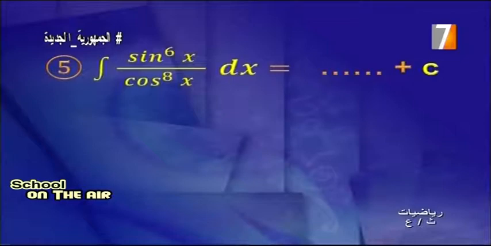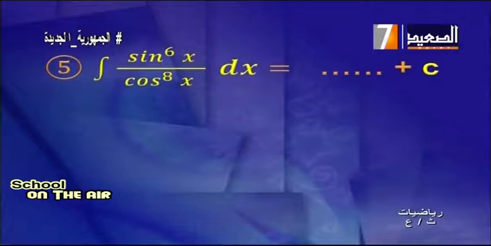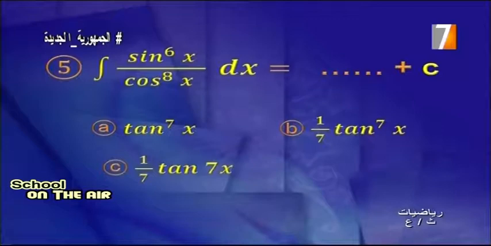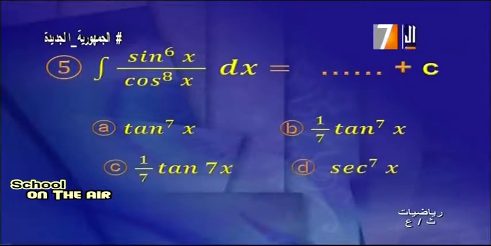Number 5. Integration of sine^6 x over cosine^8 x dx equals what, plus c? Equals tan^7 x plus c, or equals 1/7 tan^7 x plus c, or equals 1/7 tan 7x, or equals sec^7 x.